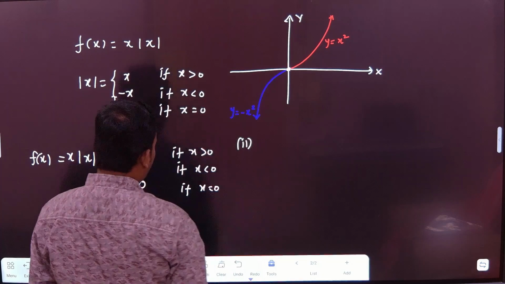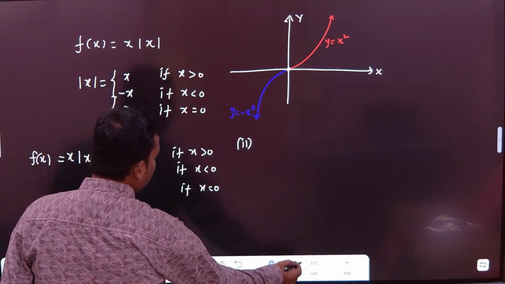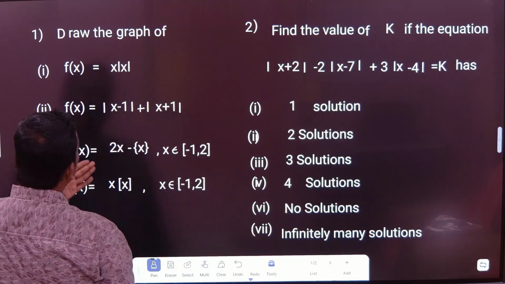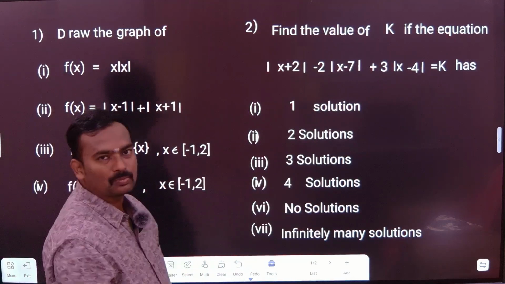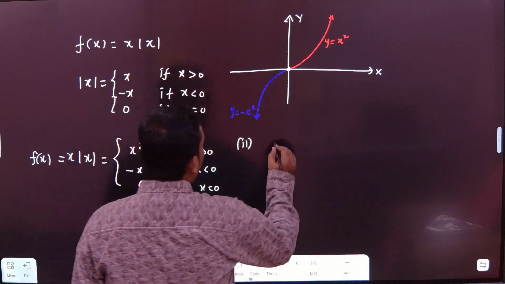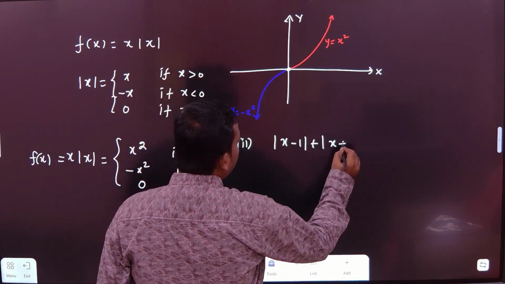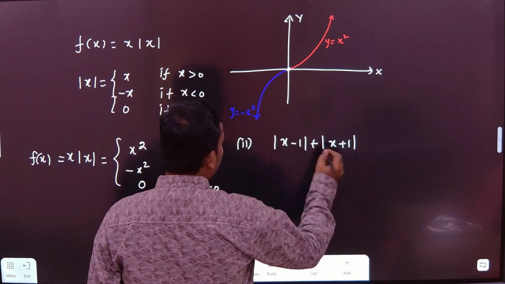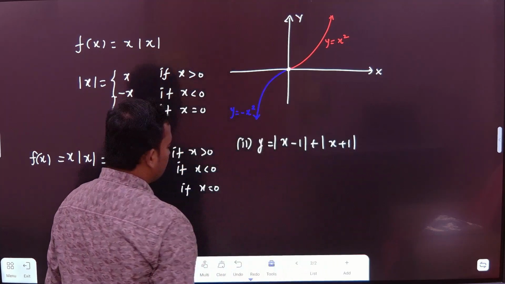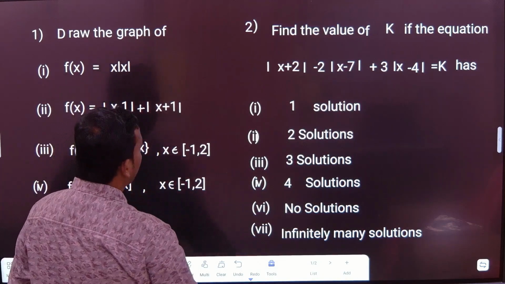What is the second one, you can see quickly? What is the second graph? So mod x minus 1 plus mod x plus 1. This is a very interesting graph. You can see here, y equal to mod x minus 1 plus mod x plus 1.